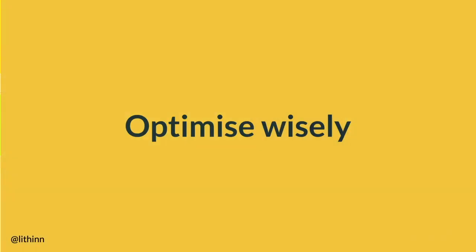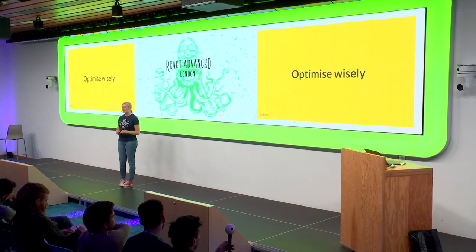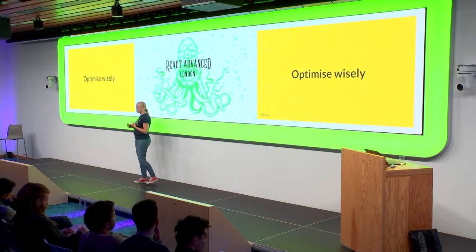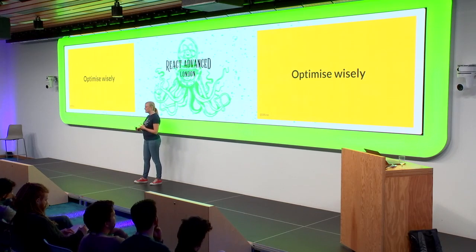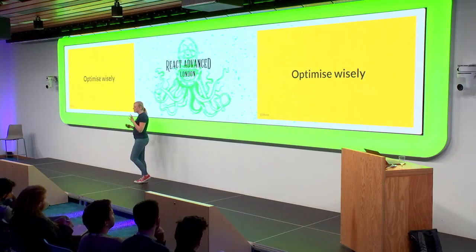So the TLDR really is: optimize your app wisely, always measure first, and always make sure that you know why you're doing things. The tools that I have pointed out to you, especially the performance monitor and the performance tab in Chrome, are very easy tools to use, and they are very easy to read as well. If you don't understand this performance stuff like I didn't a few months ago, they are very easy entry points. And yeah, that's about it. I hope it helped. Thank you.